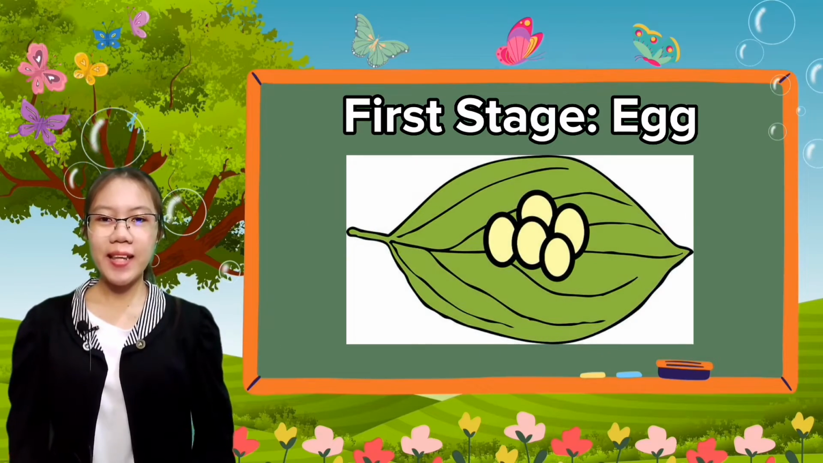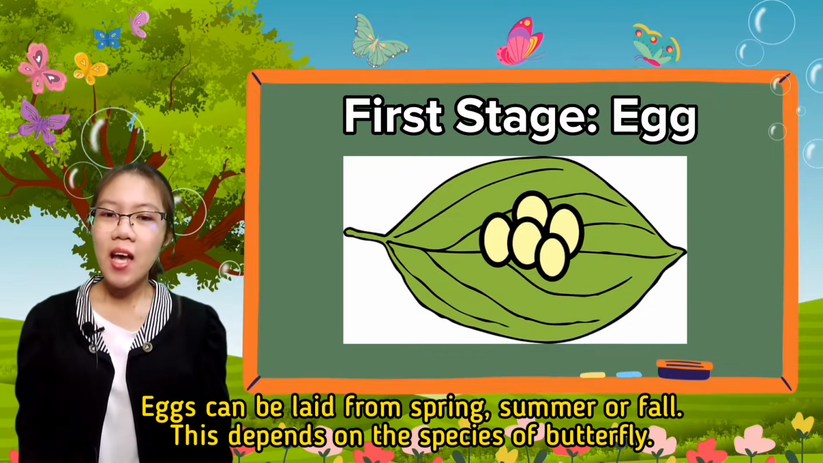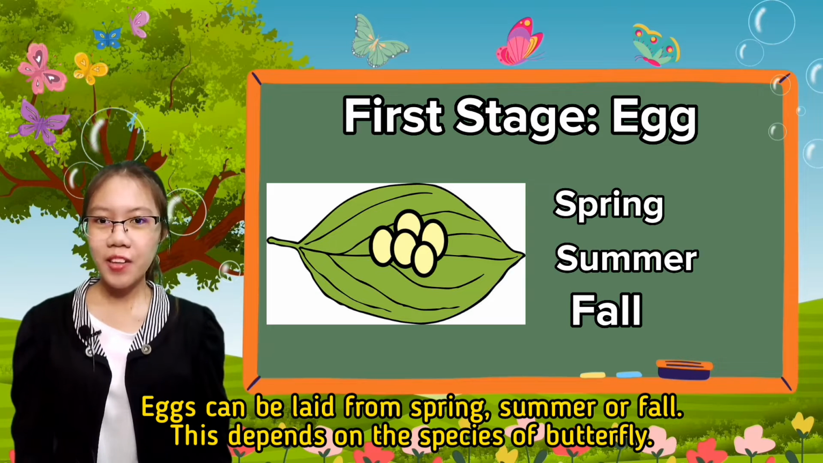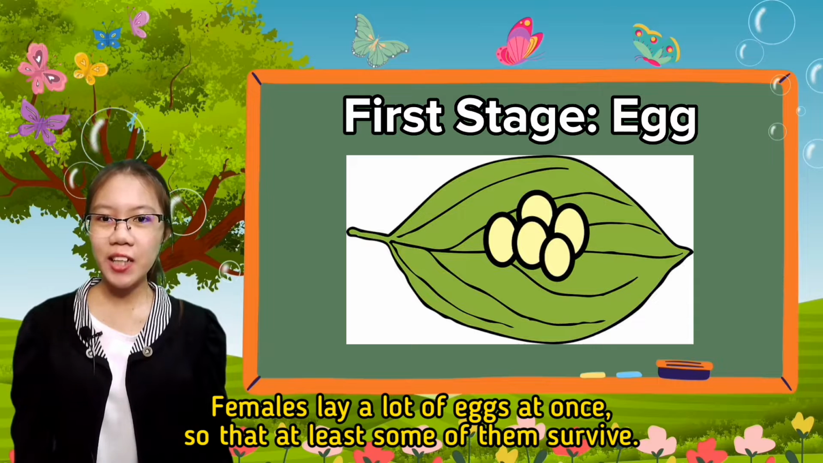First stage, the egg. Eggs are laid on the plants by the adult female butterfly. These plants will then become the food for the hatching caterpillars. Eggs can be laid from the spring, summer, or fall. This depends on the species of butterfly. Females lay a lot of eggs at once so that at least some of them survive.